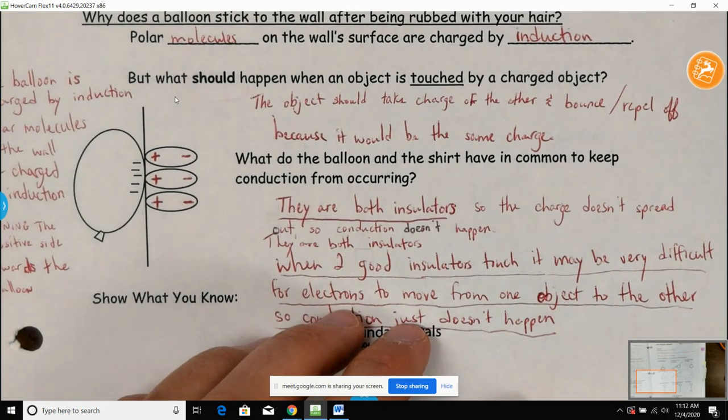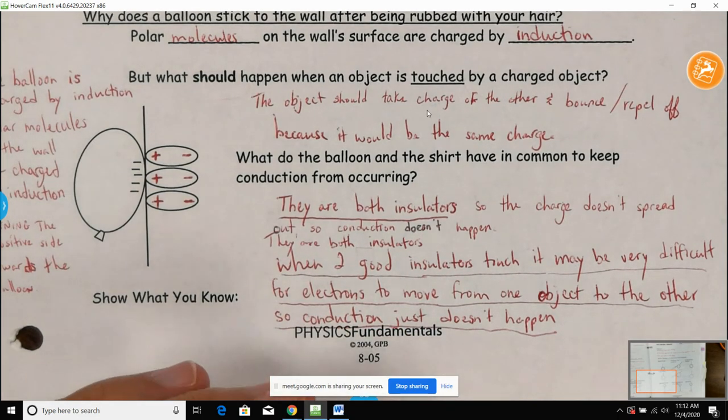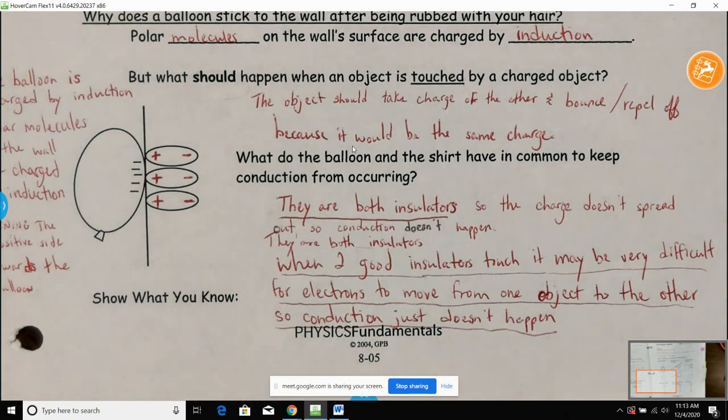Now they asked this question: what should happen when an object is touched by a charged object? The object should take the charge of the other one, and then once it's made contact with it, it should bounce and repel off because it would have the same charge. But in the activity yesterday, you rubbed the balloon on the sweater, took some of the negatives away from it, put it around the middle, let go of it, and it drifted back towards the sweater, but you didn't see any of the negative charge go back on the sweater. So what kept that from happening?